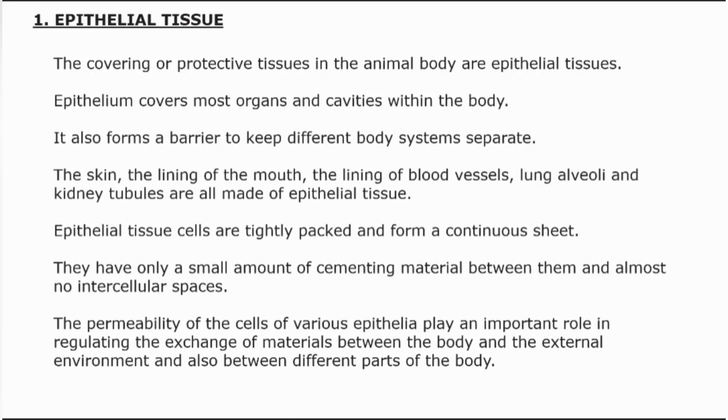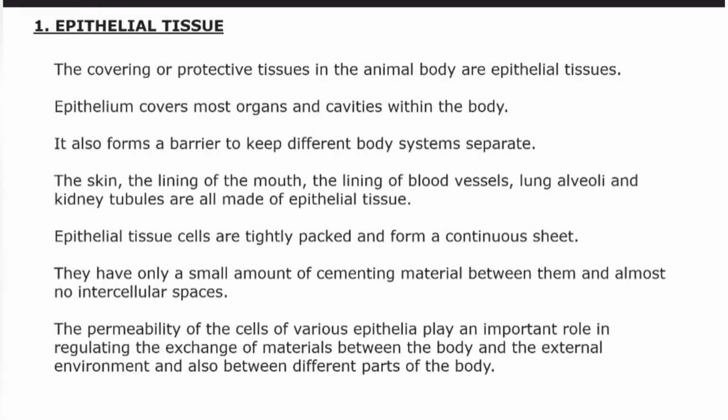Epithelial tissue cells are tightly packed and form a continuous sheet. They have only a small amount of cementing material between them and almost no intercellular spaces. The permeability of the cells of various epithelia plays an important role in regulating the exchange of materials between the body and the external environment and also between different parts of the body.